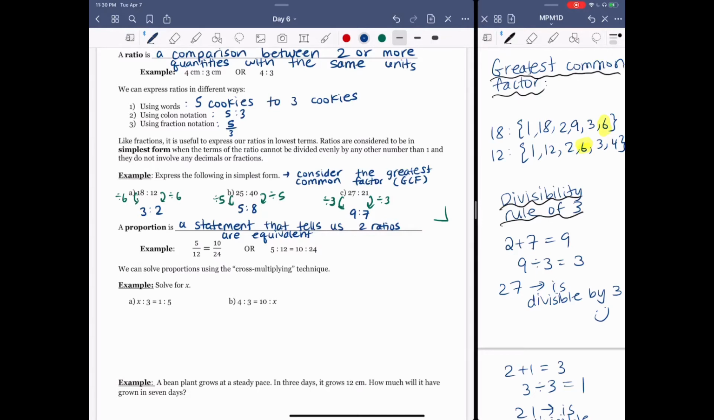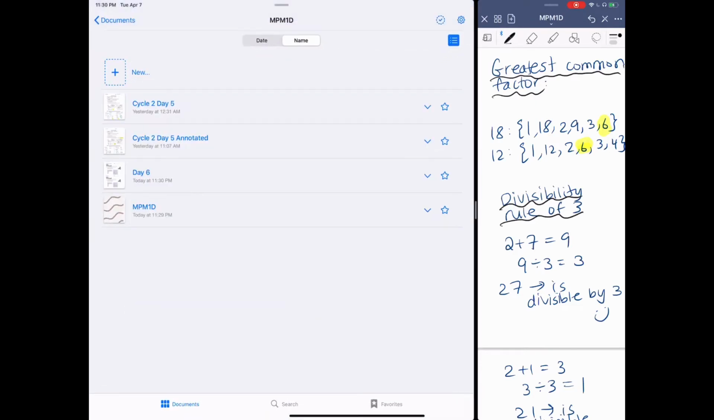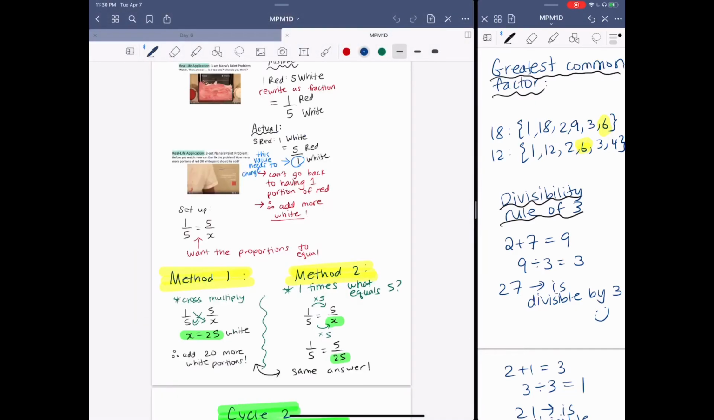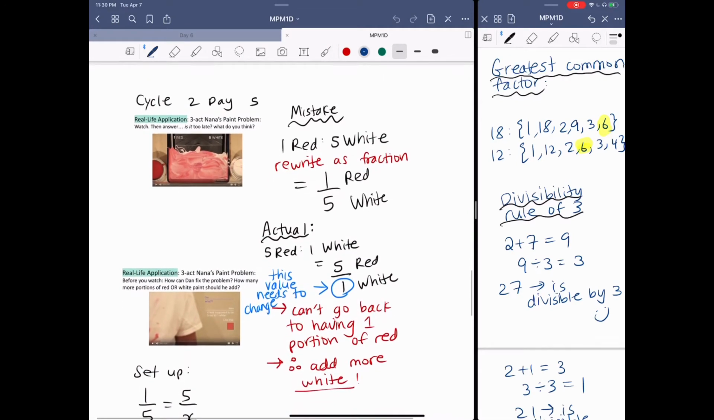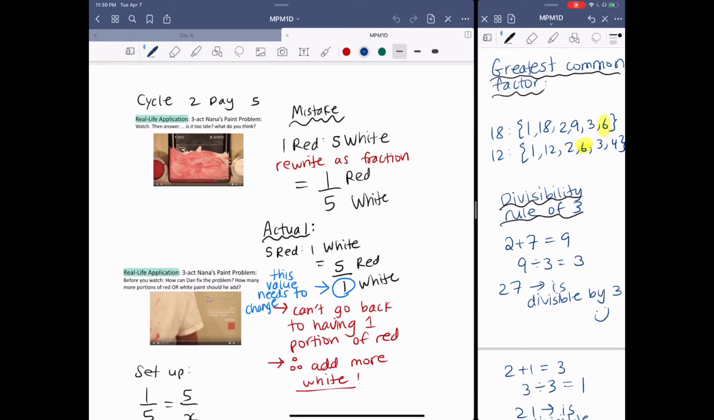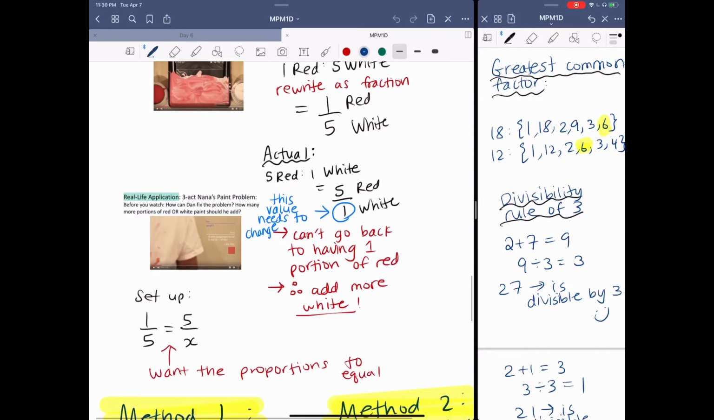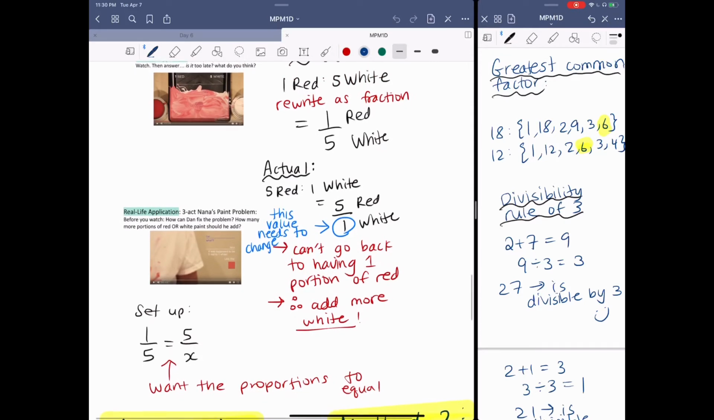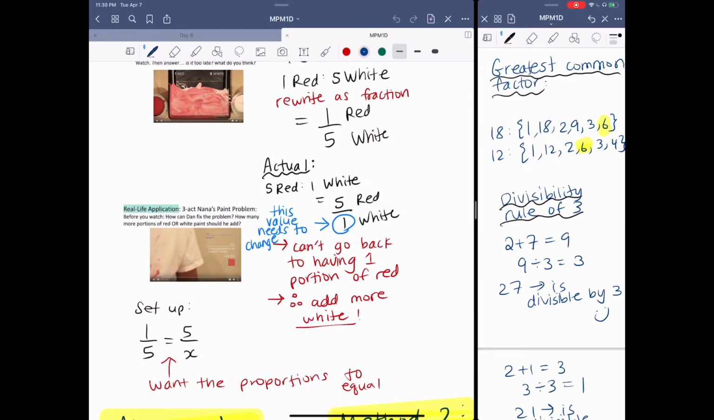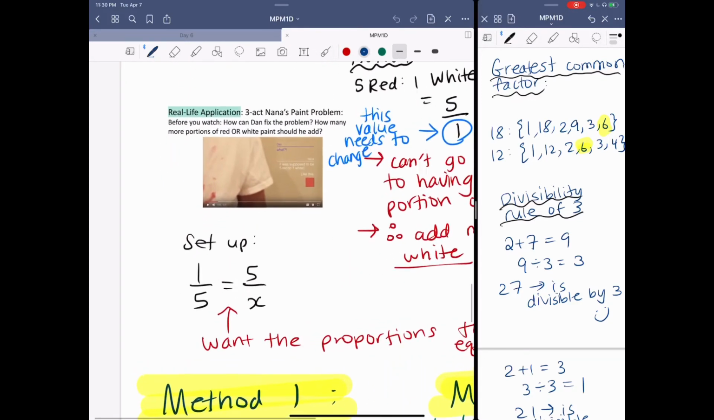And so, for example, we dealt with some red paint and white paint problem previously over here. If you notice, we initially started off with 1 red and 5 white paint, right? So if we start off with that and there was a mistake and we actually want 5 red to 1 white, well, we can't go back to having one portion of red, right? So we need to add more white to it. And so we would set up a proportion.